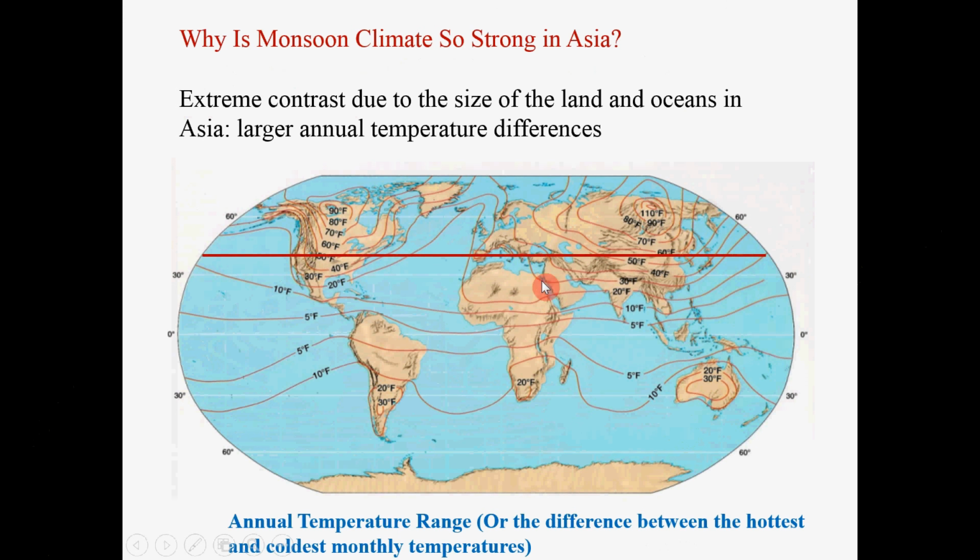This is evidence that the mechanism that contributes to the monsoon climate is developed to an extreme in Asia, and that's why the monsoon climate is very strong, very typical in Asia.